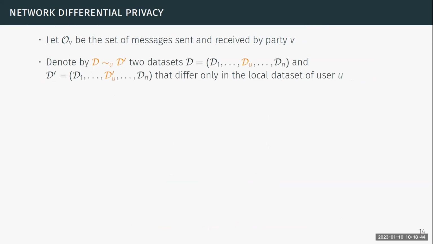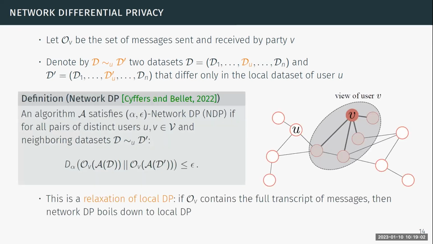This is the notion of neighborhood of data set that we consider here. We say that D is neighbor to D prime with respect to U. It means that the data sets of all users are the same, except the data set of user U, which has been replaced by another. And then this is the definition. It's essentially very close to the normal RDP definition. The only difference is that we require that for all pairs of distinct users, U and V, and all neighboring data sets that differ only in the data set of user U, the view of user V doesn't change too much.